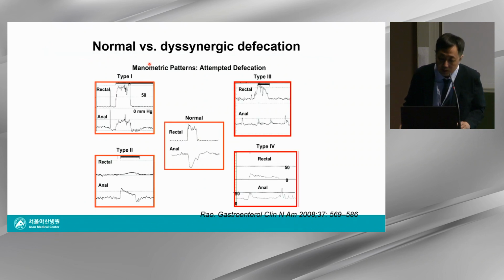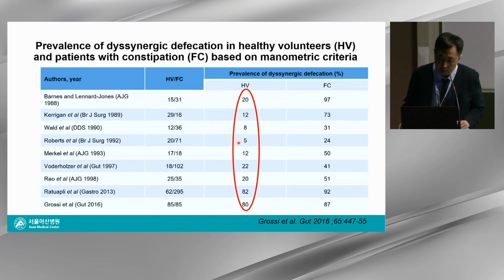However, the classification of dyssynergia still adopted the previously used conventional parameters based on linear waves rather than spatial temporal plots from high-resolution manometry. With these conventional parameters, dyssynergic patterns are commonly found even in healthy volunteers, even up to 80%.